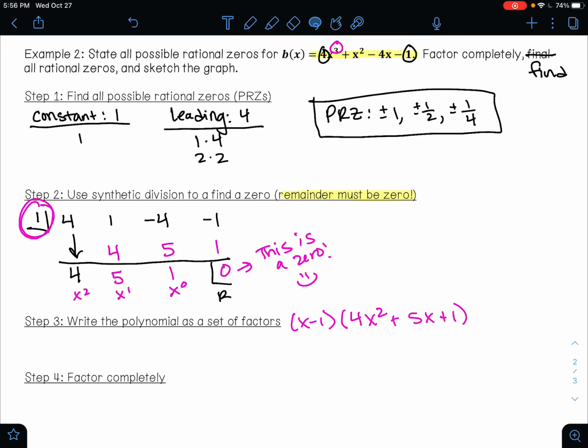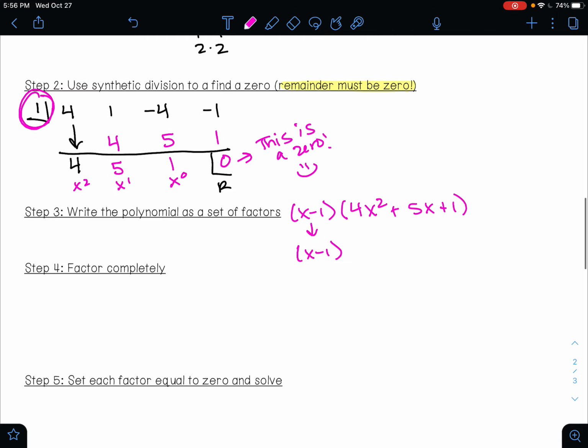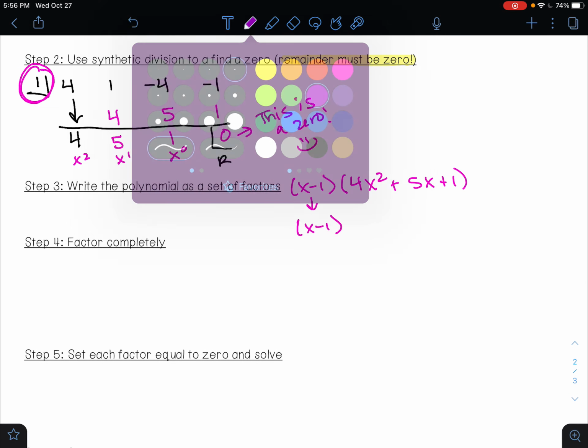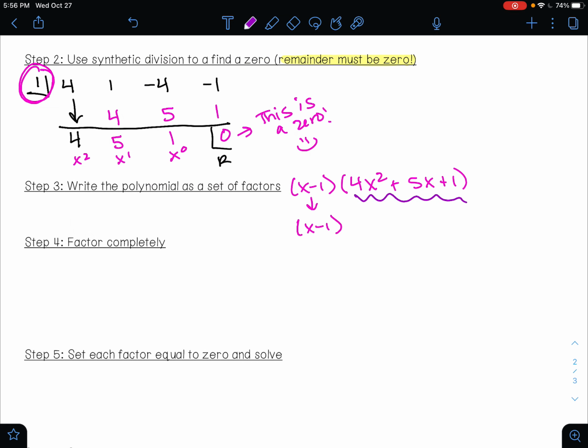Step 4 is to factor completely. So this is when you want just linear factors. X minus 1 is linear. Its highest exponent is 1. I need to factor this trinomial completely. To do that, I'm going to use the area model.